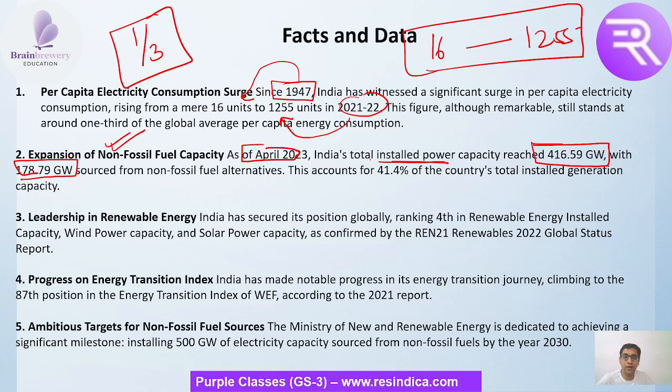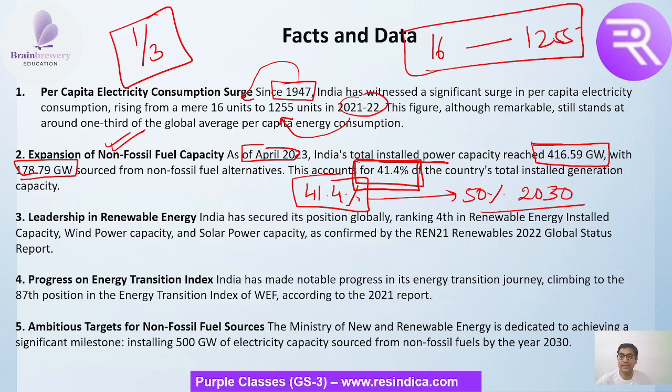That means we have already crossed 40%. So right now we are generating 41.4% of our electricity from non-fossil fuel based sources. We are expecting to convert this to 50% by 2030. That is what exactly we are focusing on: more and more solarization, more and more wind and geothermal, and everything we will be utilizing.